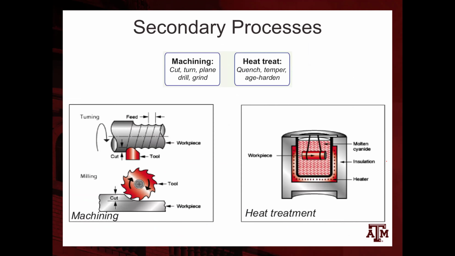Then we can use to our advantage machining and heat treatment as a secondary process to finalize the shape and to also change the properties. So with heat treatment, as we will discuss in detail later, you can basically change some of the thermomechanical properties of materials.